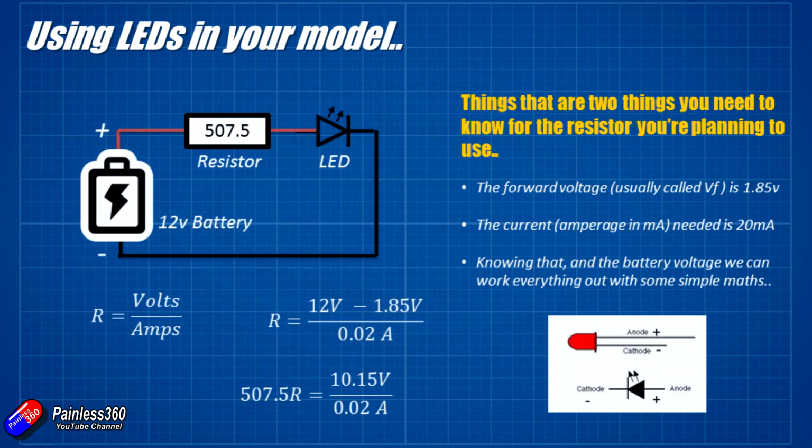Another consideration is putting a little switch in series with these things as well. That does mean that if you're flying in the daytime and you don't want your lights lit, or you're working in the workshop or trying to take photos or whatever, you can turn them off too.